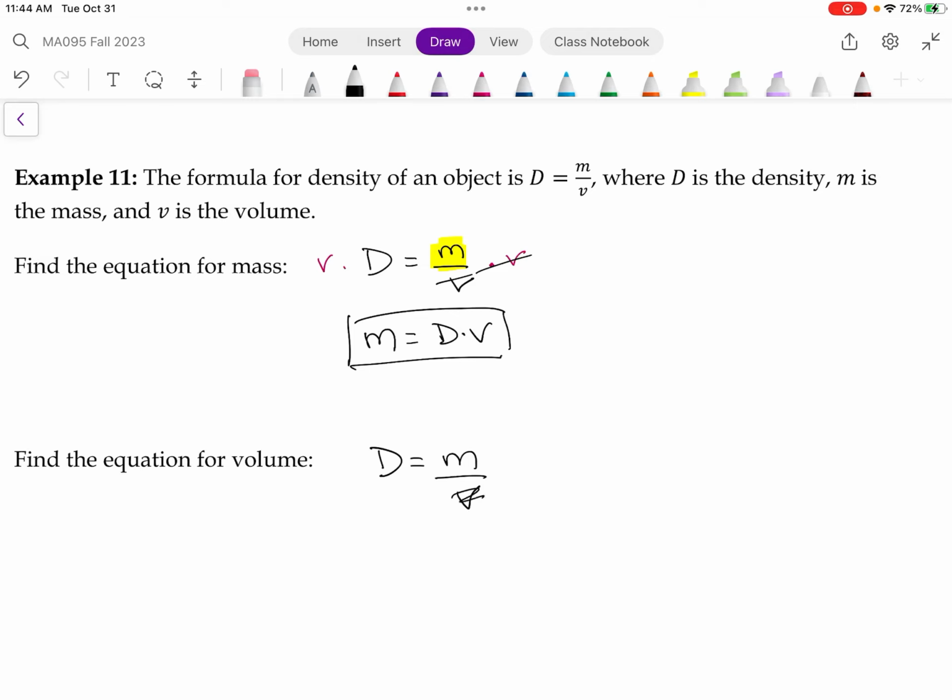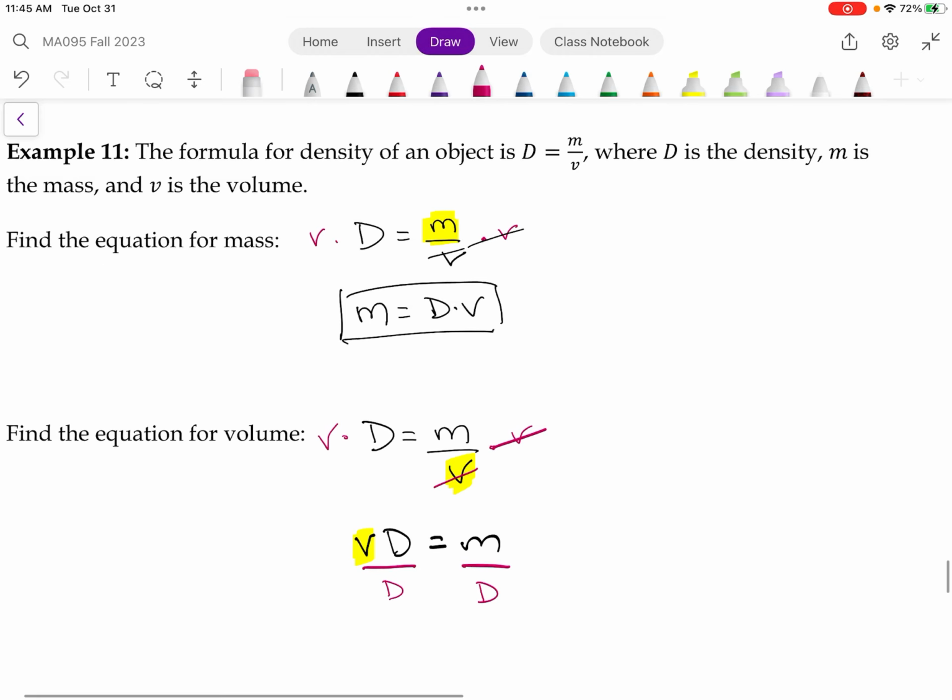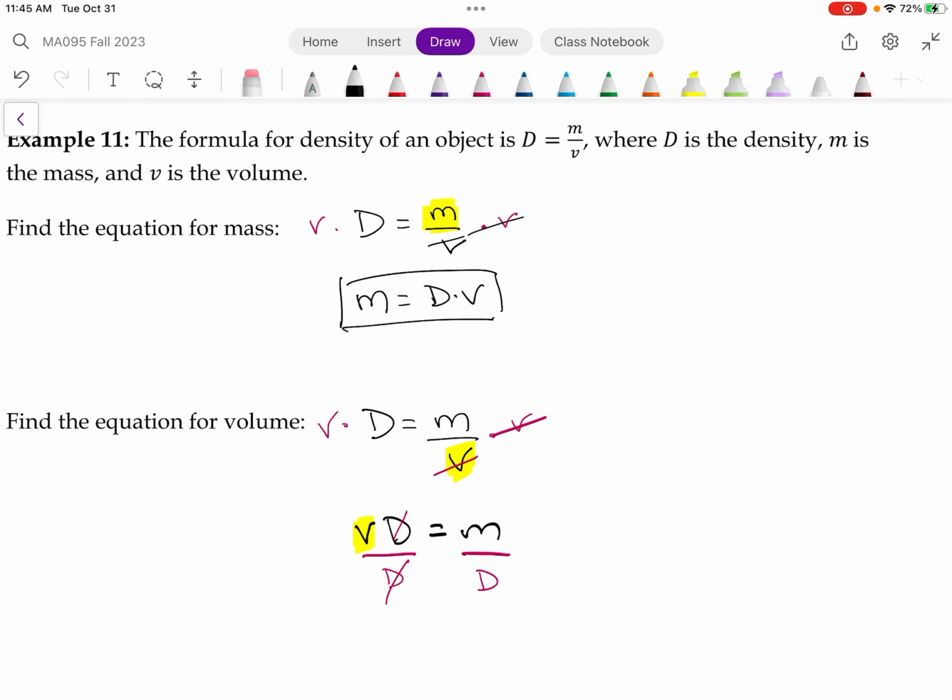So you want V to be isolated. So we don't want it on the bottom though. We want it on the top and by itself. So first step is, in this case, we do want to multiply times the thing we're looking for because it's on the bottom and it needs to be on the top. Okay, so we're going to cancel that, and this is going to be a two-step problem. So we've got V times D equals M. We are still looking for V, volume. So now we're going to have to multiply both sides by D, and the D cancels, and we get volume equals mass over density.